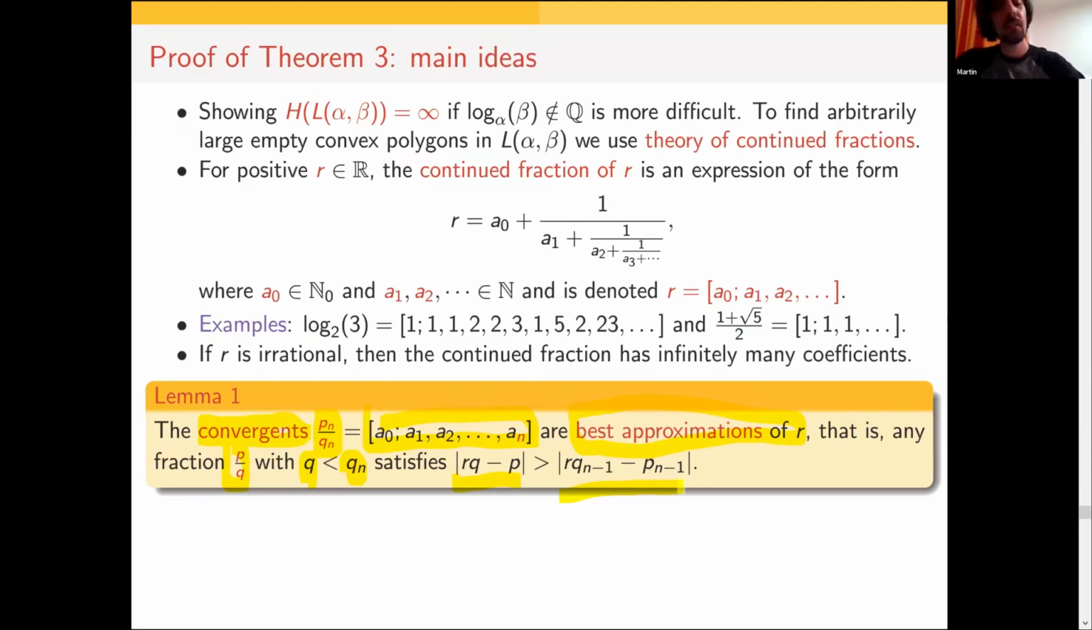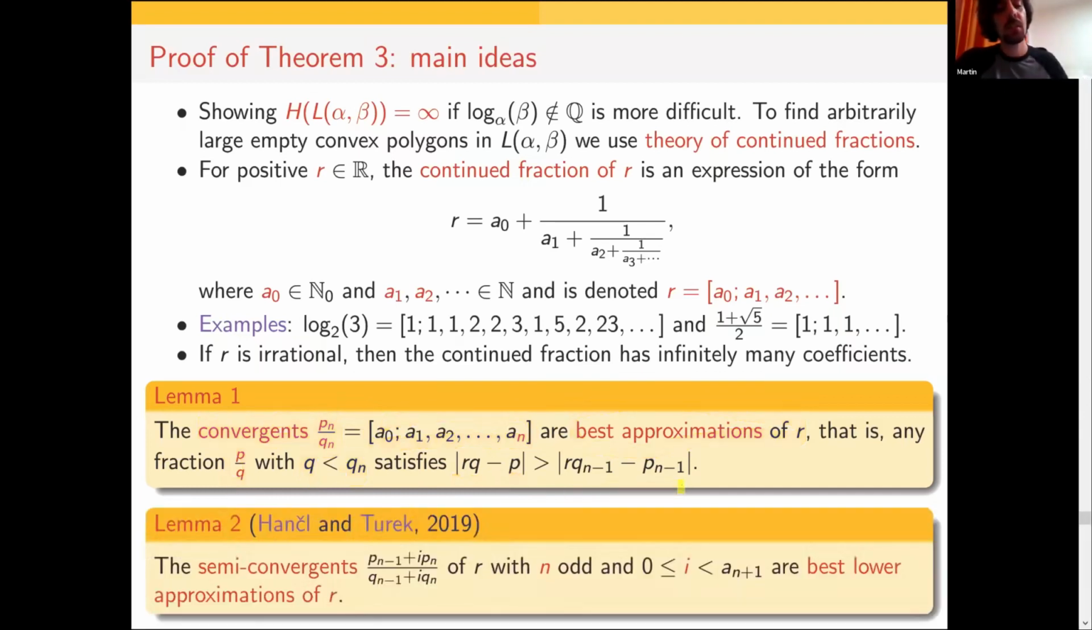But this is not strong enough for us in certain cases. In certain cases, we will need a similar result, which is actually quite a new one. It was recently proved by Hančl and Turek, guys from Czechia, and it's about semiconvergents. Semiconvergents are expressions of this form: Pn plus i Pn minus 1 over the same expression with Q. If you take these with n odd, and all the i's between 0 and a n plus 1, then they show that those are best lower rational approximations of r.